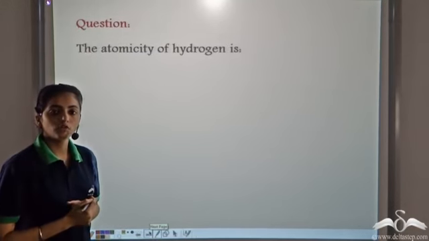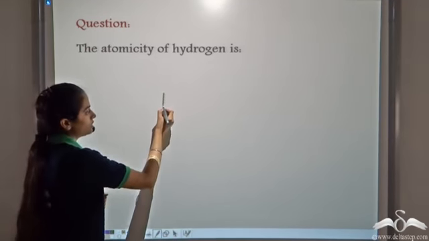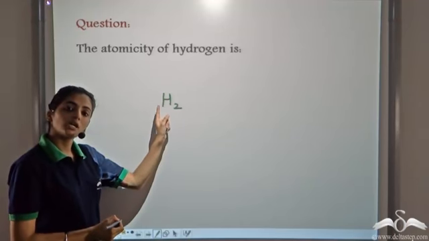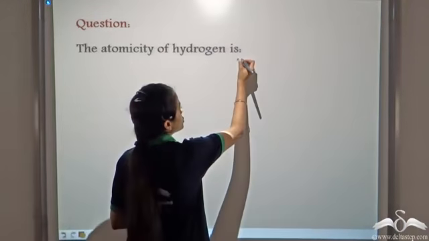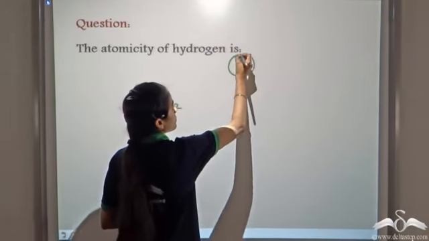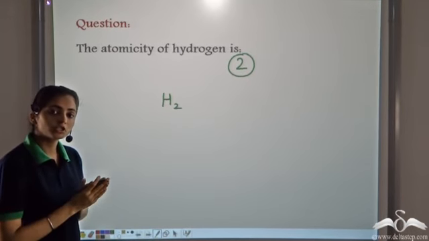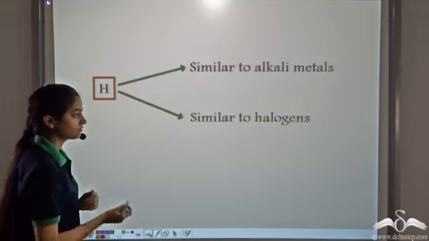What is the atomicity of hydrogen? In one molecule of hydrogen, we know there are 2 hydrogen atoms. So the atomicity of hydrogen is 2. So these are the similarities of hydrogen with halogens.